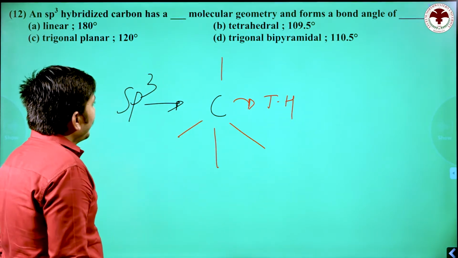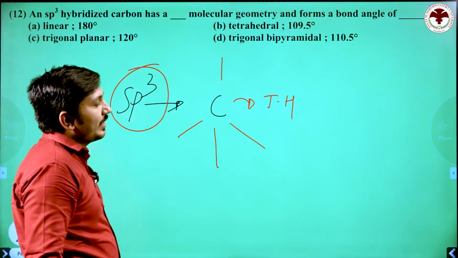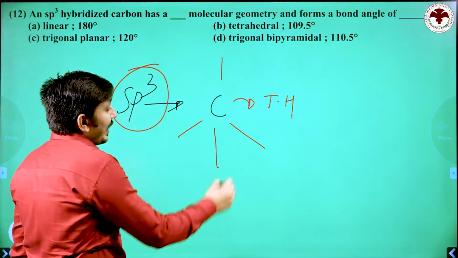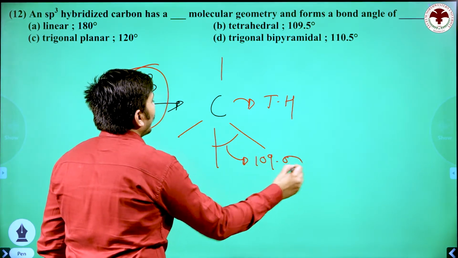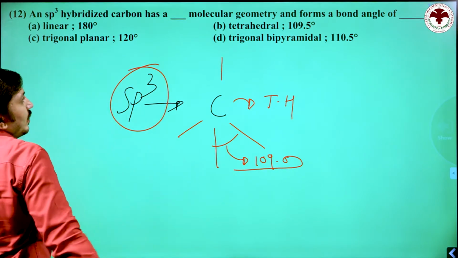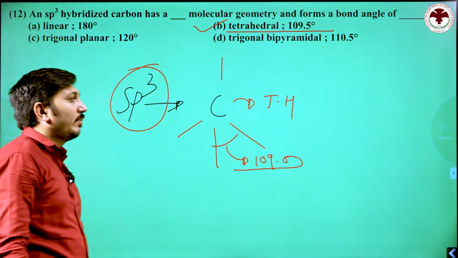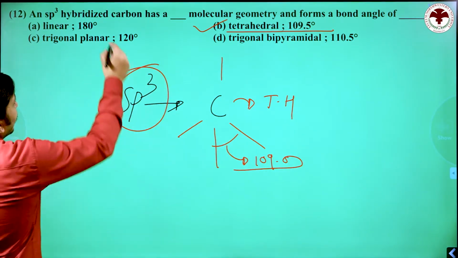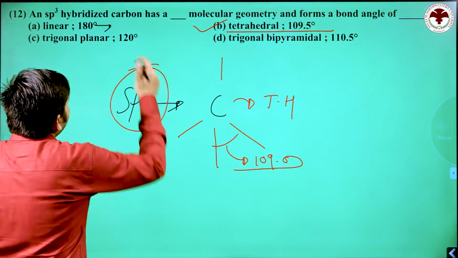So the answer is clear. What is the geometry of sp3 hybridized carbon? It is tetrahedral. And what is the angle? The angle is 109.5 degrees. So it is a tetrahedral angle of 109.5.